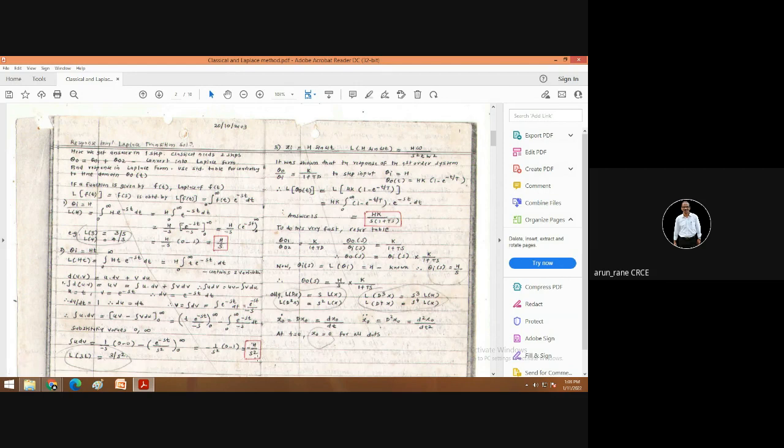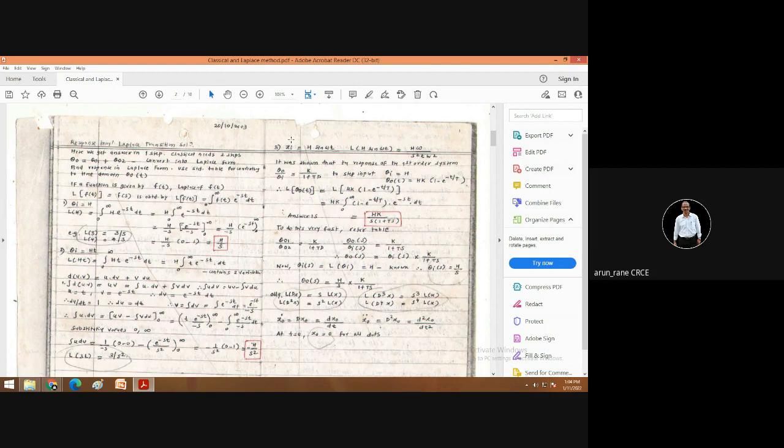So this is h upon s square, not minus h upon s square, plus h upon s square, because this is 0 minus 1 and this is minus. So minus minus plus. So Laplace of 3t will be 3 upon s square.